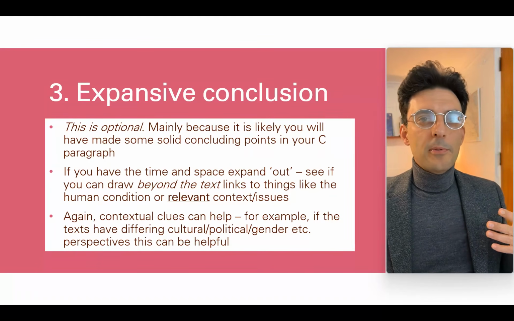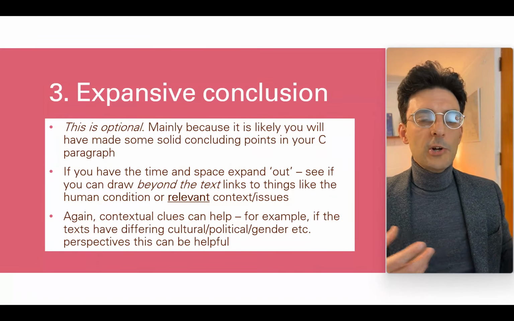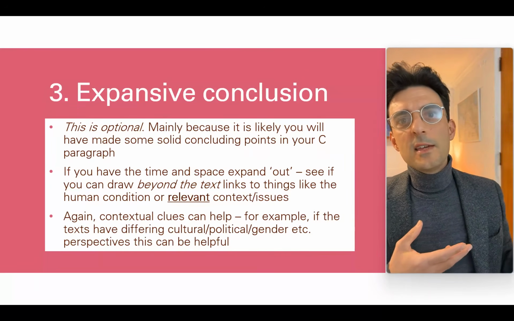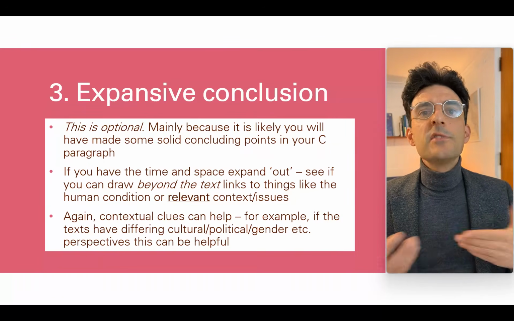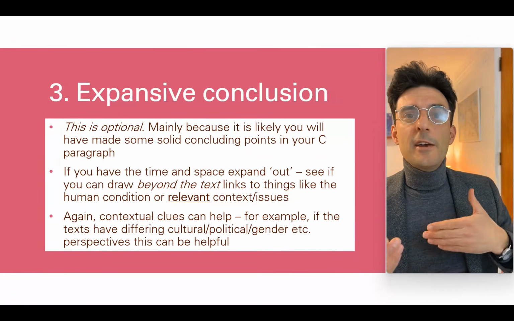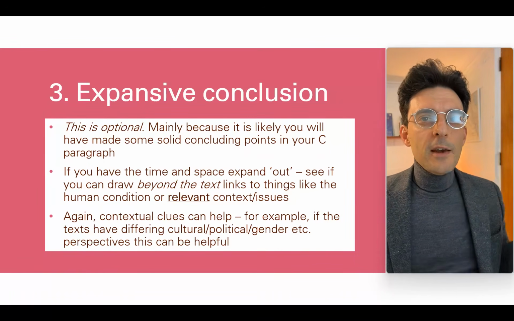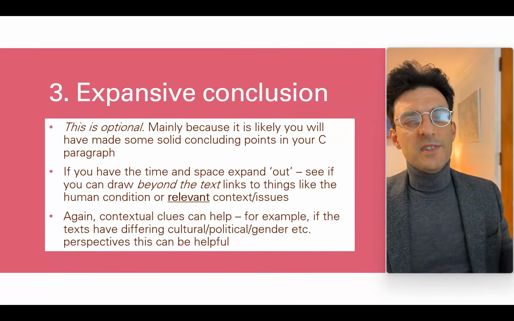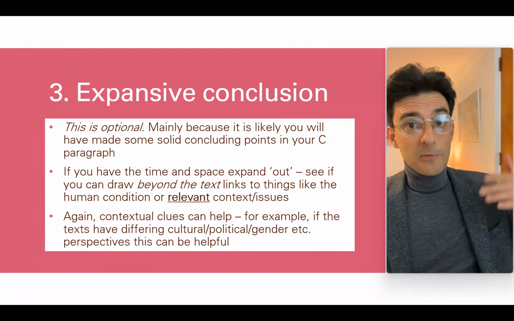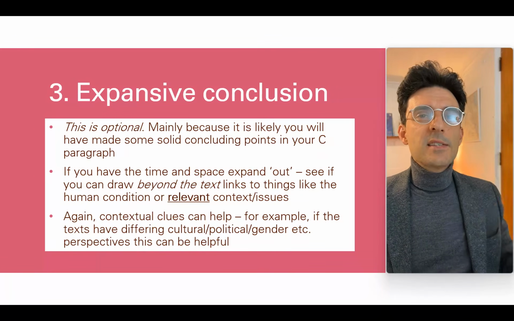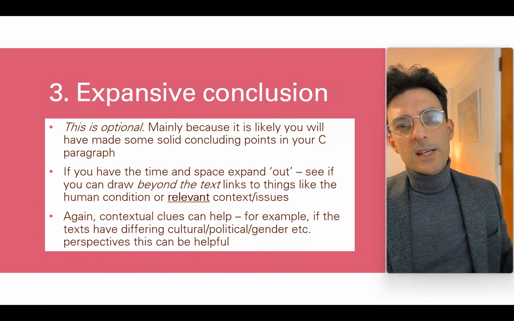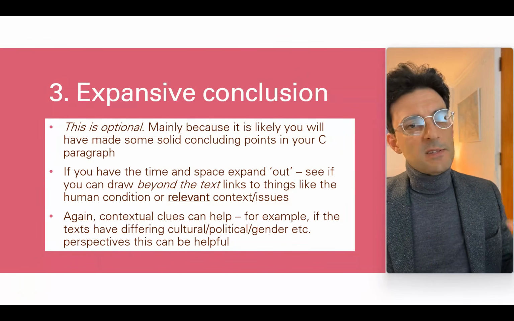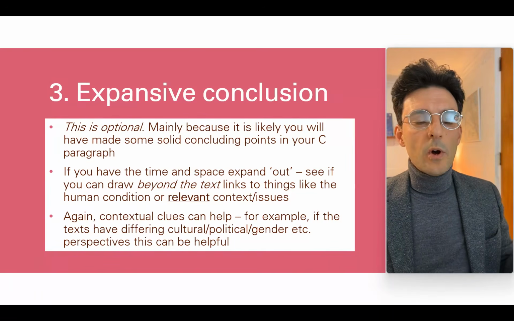For example, the texts may have cultural or political or gender dynamics to them, just like the example that I've run through where text B has got a strong gendered, feminist angle. You could touch on some of this in the conclusion if you want to push outwards and maybe rack up a few more marks with those beyond the text links. But as I said, a good student will weave this into the body paragraphs anyway, meaning if they run out of time and can't write an expansive conclusion, it's certainly not the end of the world.